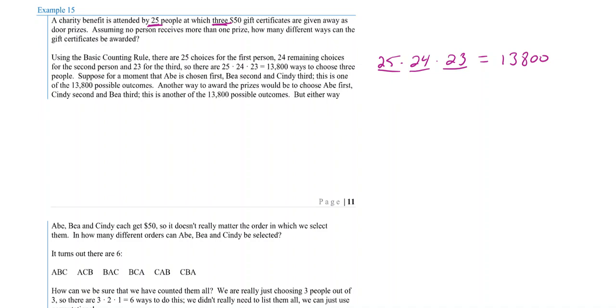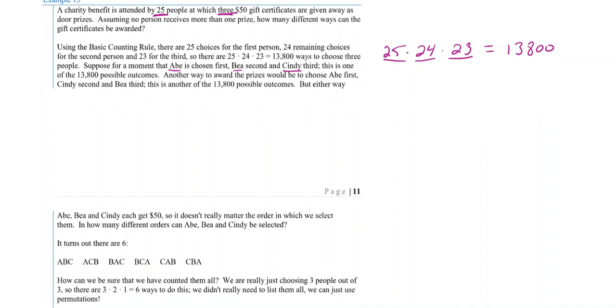Okay, but if we think about it though, that's one way that could happen. Suppose we put actual names to this, that Abe is chosen first, Bay is chosen second, and Cindy is chosen third. So this is one of the 13,800 possibilities. Another way to award the prizes would be to choose Abe first again, Cindy second, and Bay third. This is another of the 13,800 possible outcomes. But either way, these three people each get $50.